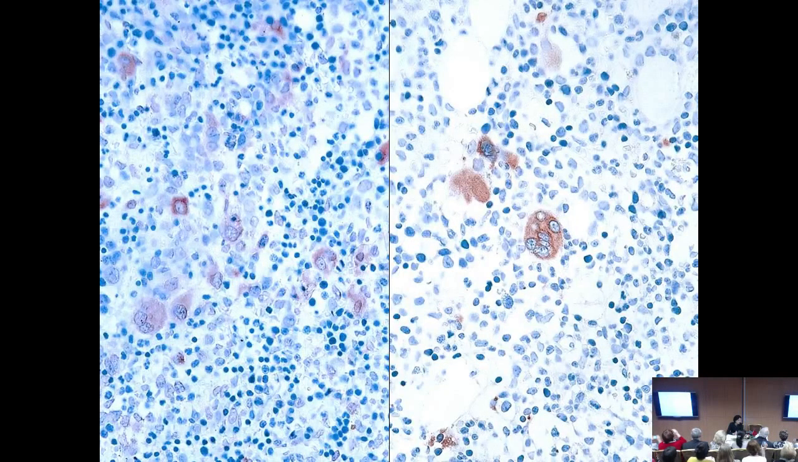And if you have problems in finding them with PAS stain or in Giemsa stain, you can use different antibodies to show megakaryocytes and their atypia here with the single standing nuclei. You can use different antibodies, for example, CD61 or CD42, to highlight these megakaryocytes and the atypia in the bone marrow of myelodysplasia.